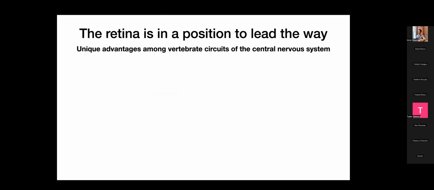The retina, everything I just introduced could be applied to anywhere else in the central nervous system, but the retina is really in a position to lead the way because there are some unique advantages among vertebrate circuits in the central nervous system.